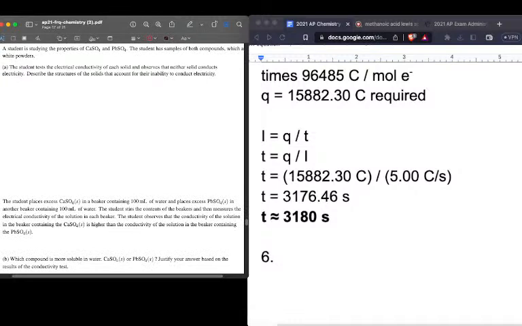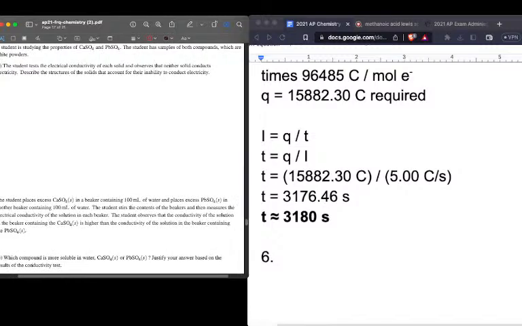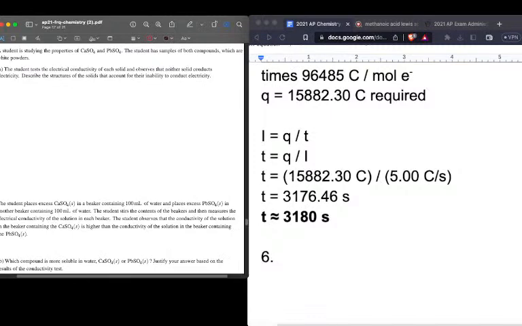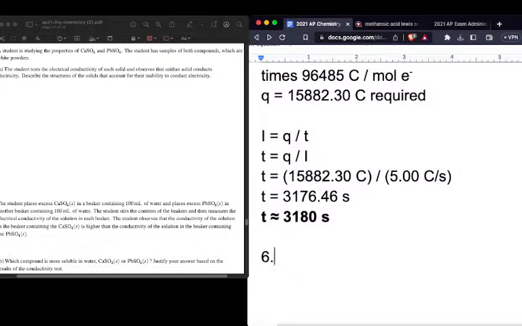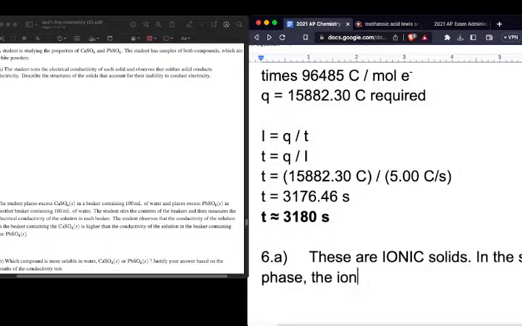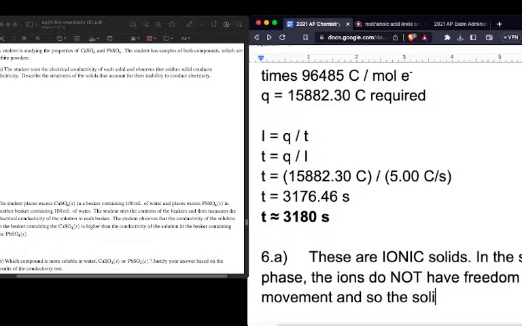Question 6. A student is studying CaSO4 and PbSO4. The student has samples of both, which are white powders. A student tests the electrical conductivity of each solid, and neither solid conducts electricity. Describe the structures of the solids that account for their inability to conduct electricity. These are ionic solids. In the solid phase, the ions do not have freedom of movement, and so the solid cannot conduct charge.